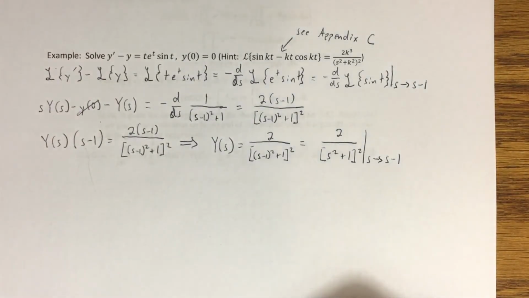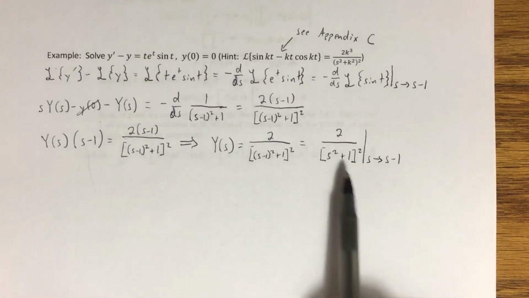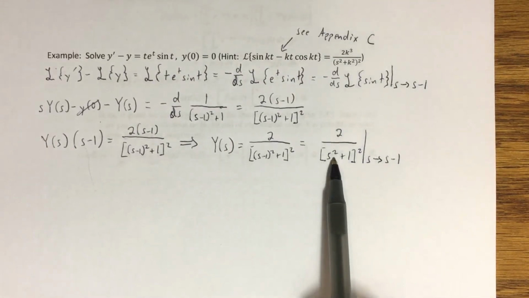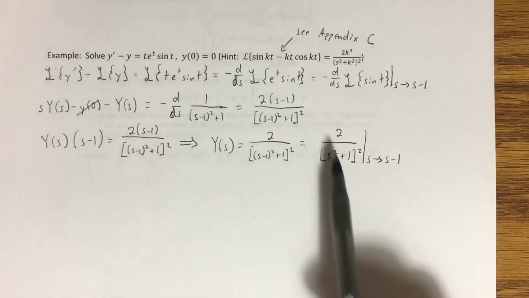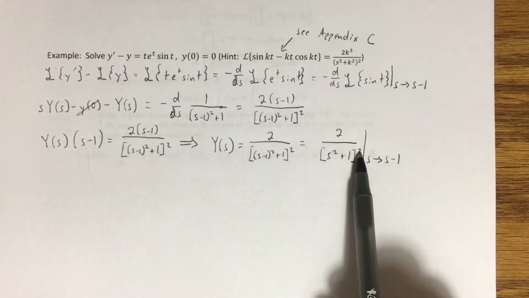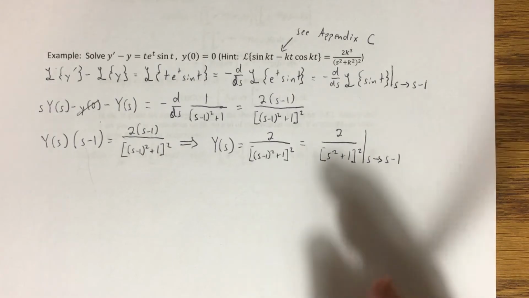Okay? Now we're at the point where I would normally be taking an inverse Laplace transform. And this function right here, although it resembles some of the things on our table in section 7.1, doesn't actually match anything specifically, and it's because we're squaring this denominator down here. However, this is where our hint comes into play.